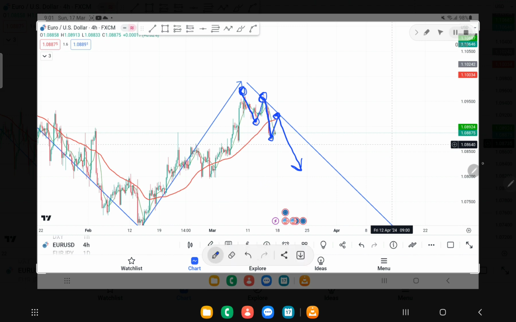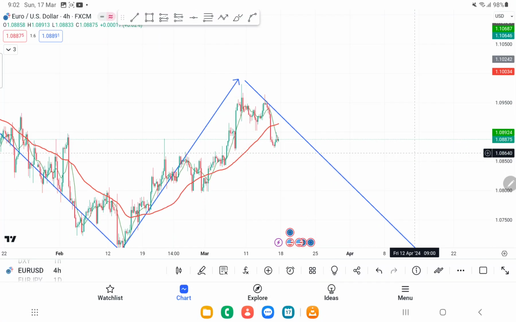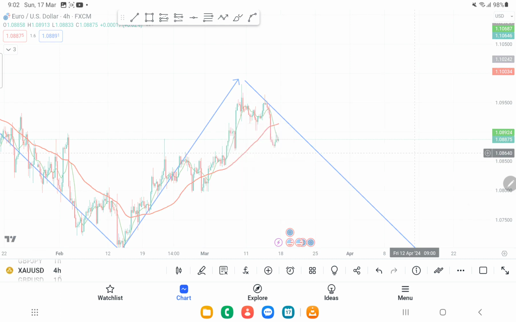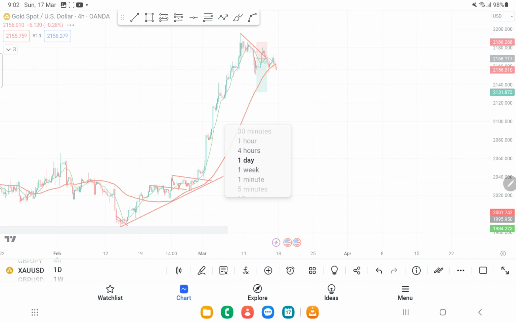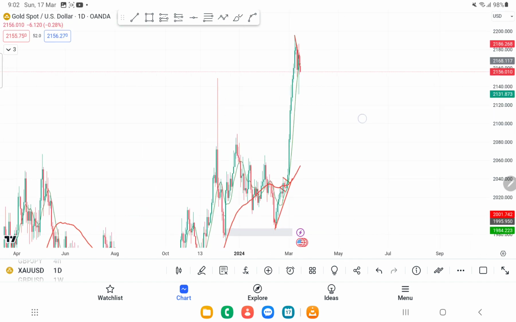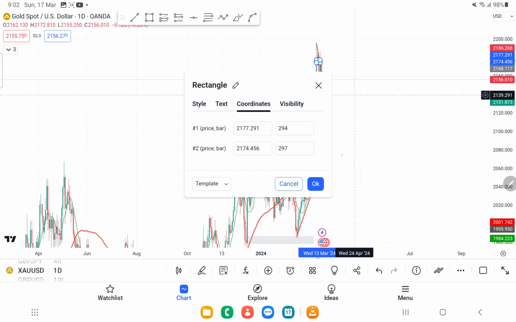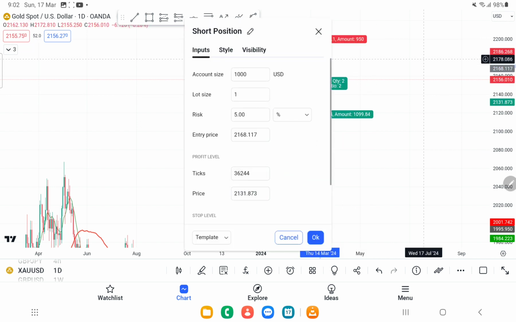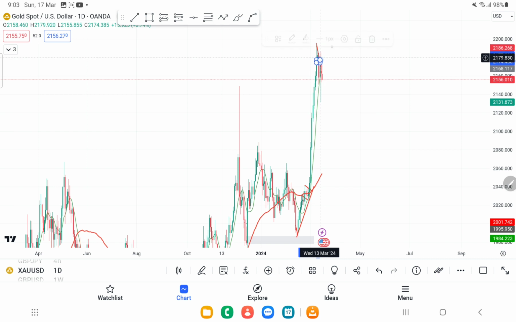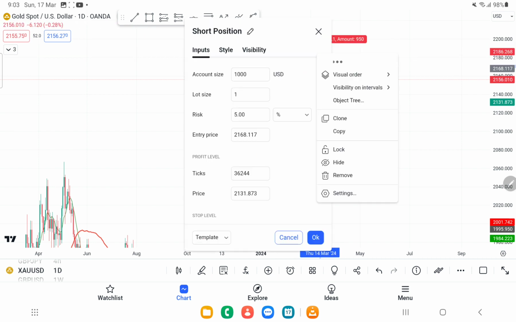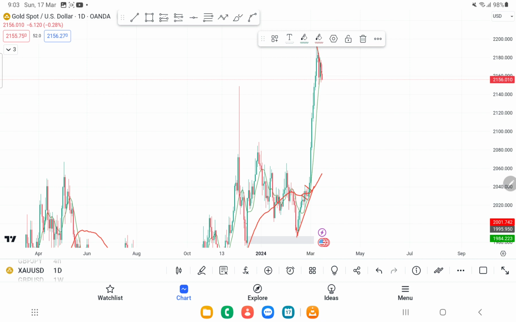All right, so let's look at another chart. Let's look at gold. So the same thing, we'll start from the daily time frame. It's always good for you to have a broad perspective of the market before going down the smaller time frames to make your buying or selling decisions. All right, so I want to delete the previous analysis we had.